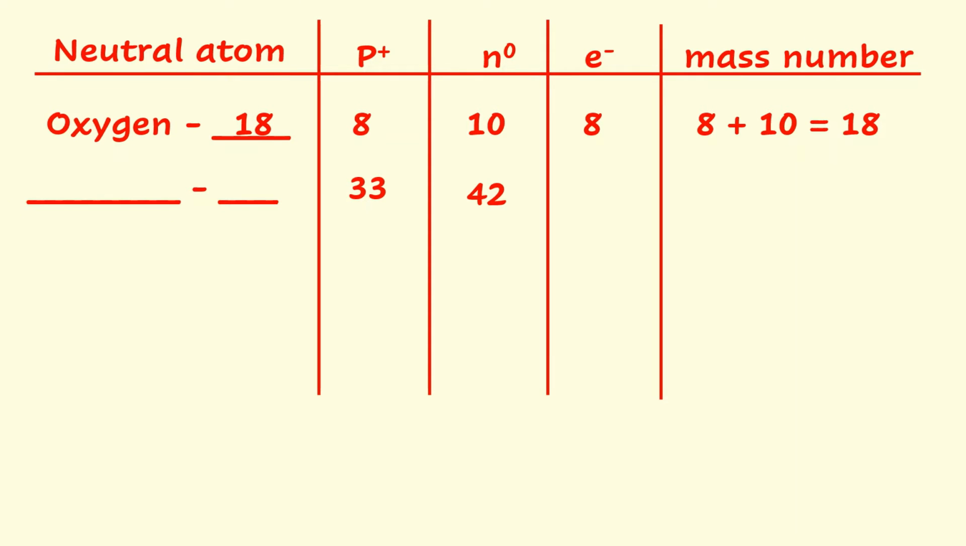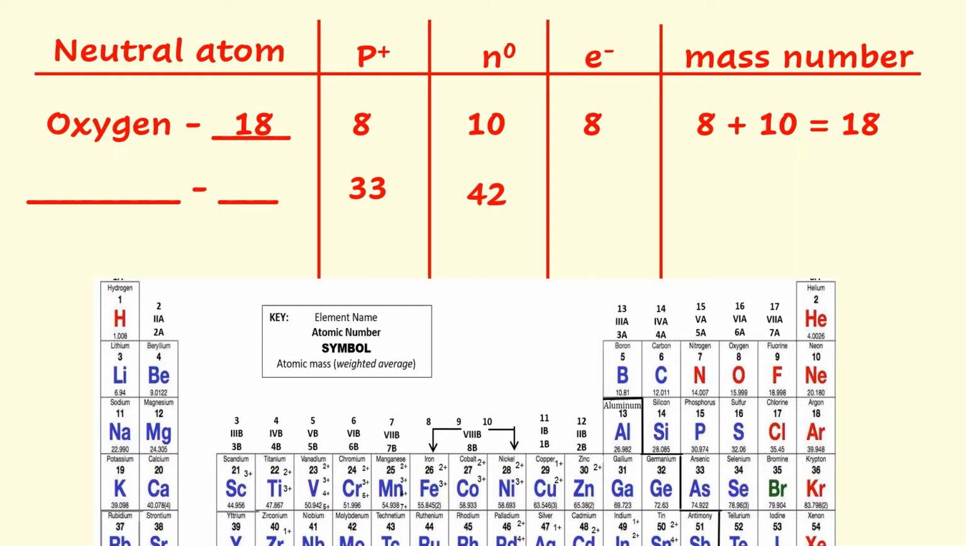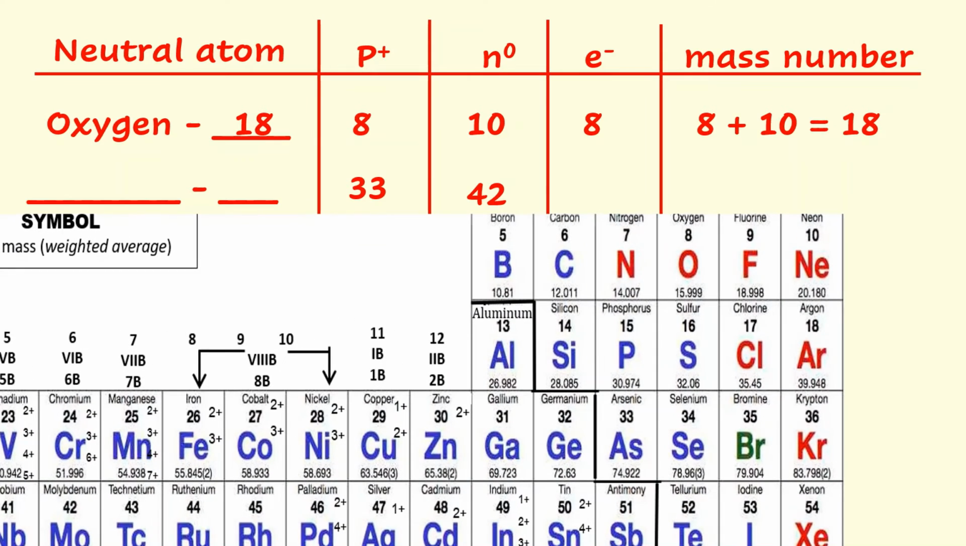Let's see how you did. We're going to need to refer to our periodic table. And remember, the number of protons identify the element. The protons are the atomic number. And as we zoom in, we can see that that would be arsenic. So we know the name of the element is arsenic.